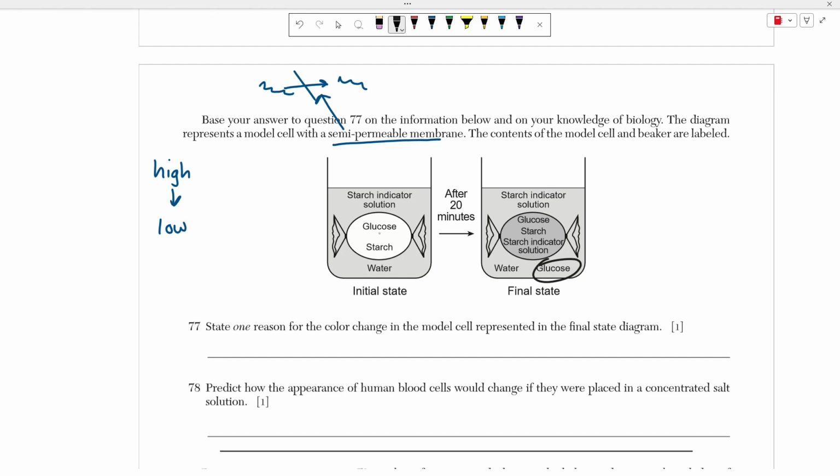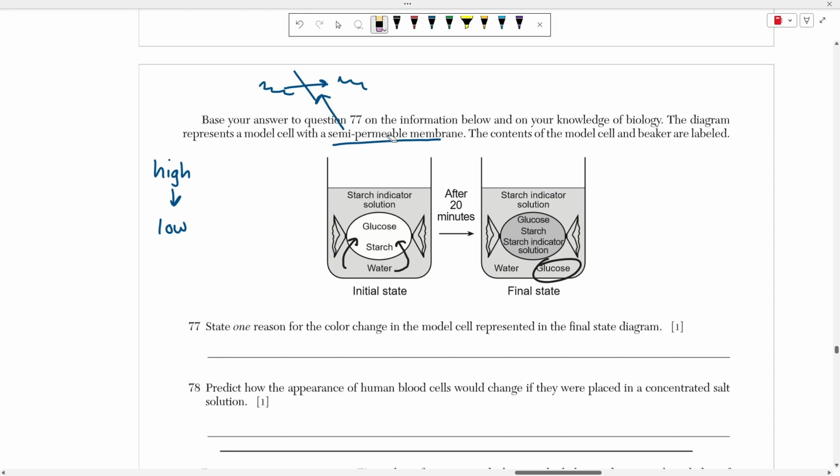So there's no water inside of the bag, there's a lot of water on the outside of the bag. So the water is going to diffuse inside of the bag. Remember that the water contains starch indicator solution. So not only does water get in, but the water had starch indicator solution attached to it. So this indicator flowed inside of the bag, reacted with the starch, and changed color. Okay, and the starch stayed there because it wasn't allowed to leave because of that semi-permeable membrane.